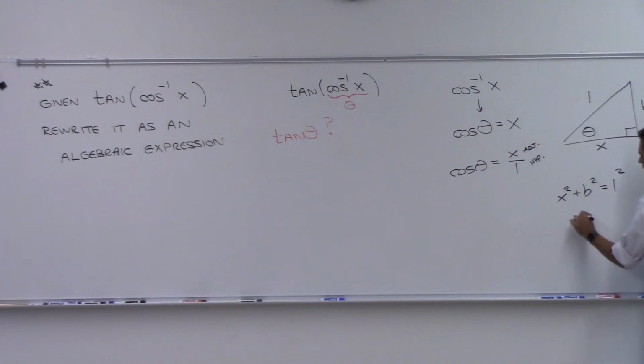This means that b squared equals 1 squared, which is 1. Bring the x squared to the other side, so subtract x squared. One more step to get b: square root both sides.